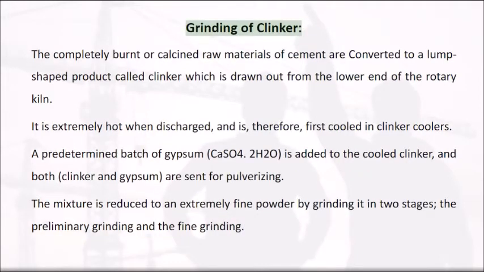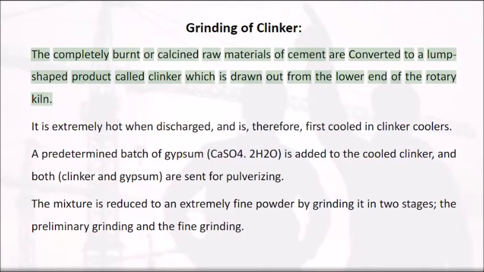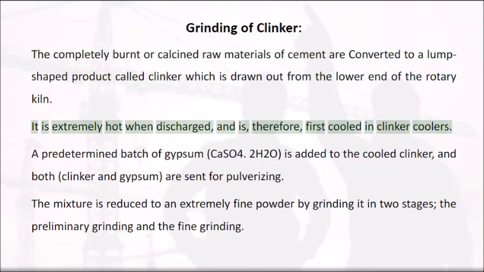Grinding of clinker. The completely burnt or calcined raw materials of cement are converted to a lump-shaped product called clinker, which is drawn out from the lower end of the rotary kiln. It is extremely hot when discharged, and is, therefore, first cooled in clinker coolers.